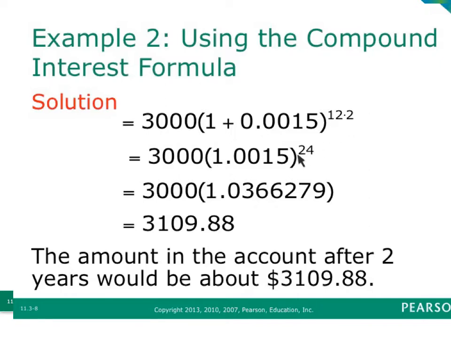To the 24th power, and then this is just 1.0015. So on a calculator, we would do this first, 1.0015 to the 24th, using our exponent key, and I can show you that in class, and then multiply times 3,000. So we do this 1.0015 to the 24th, we get this, multiply times 3,000, we get $3,109.88. So that would be the amount in the account after 2 years.